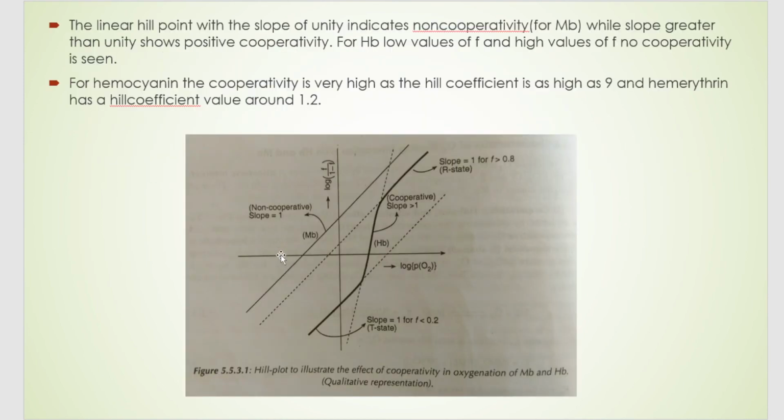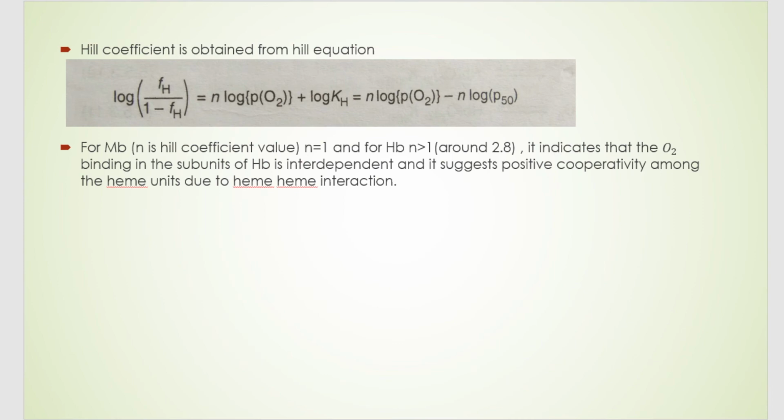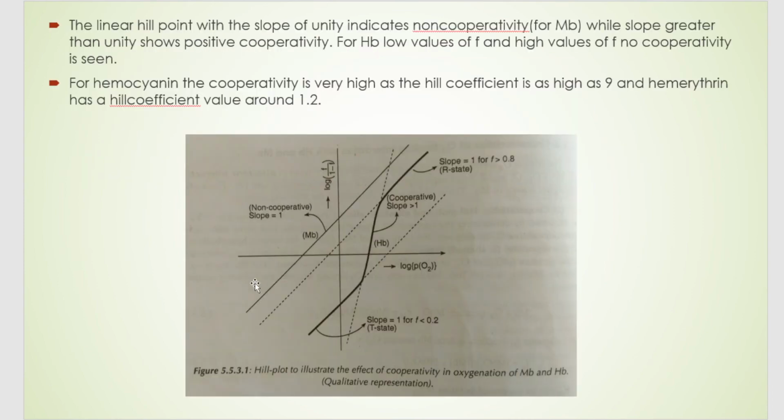And this is a Hill plot, a graph drawn from this Hill equation to show you how the graph looks for the Hill coefficient. Now you can see this is for myoglobin, there is no slope.